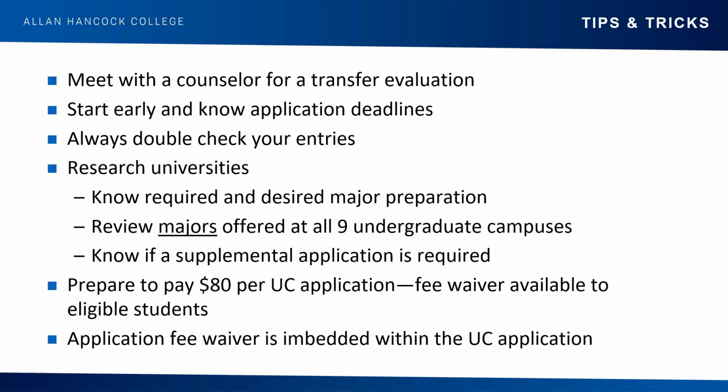Be prepared to pay $80 per campus that you will be adding on the application, unless the fee waiver is granted to you, again via the application. So with the one single UC application, of course, you can add as many as 9 campuses. You can apply to all 9 undergraduate campuses on this application, but it would cost you $80 per campus that you decide to add.